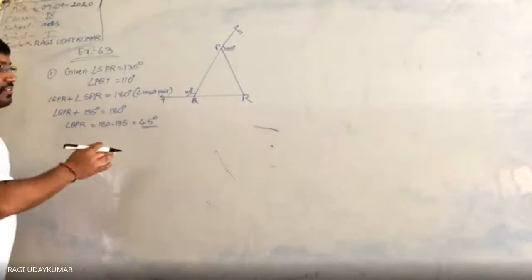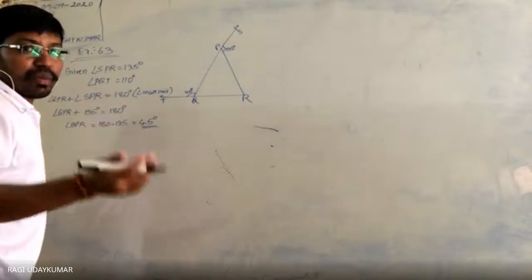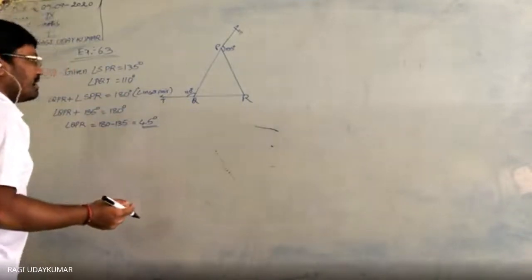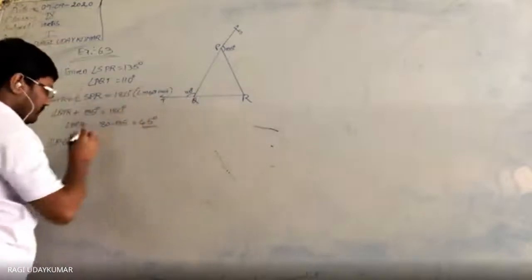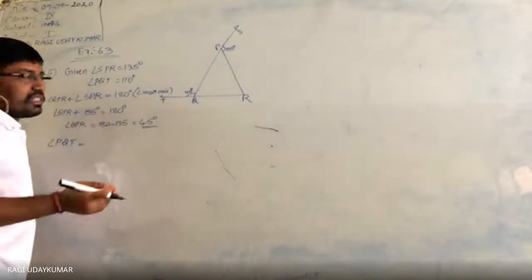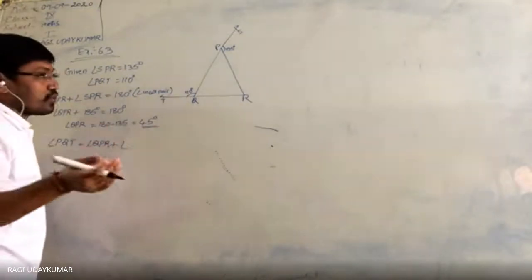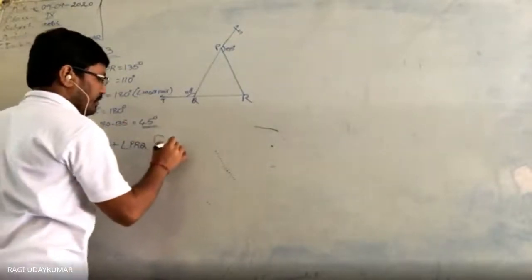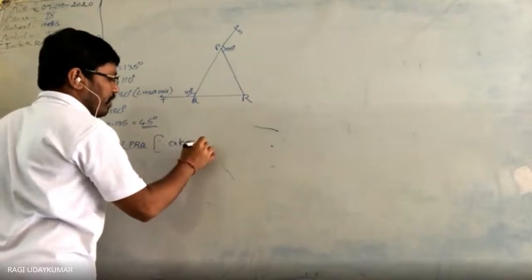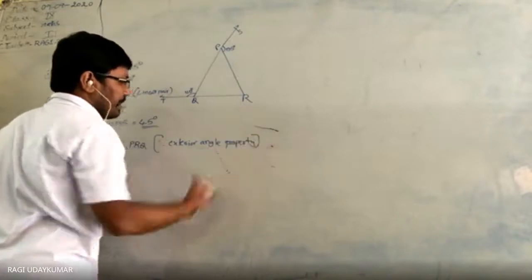So now this angle is an exterior angle, equal to the sum of the interior opposite angles. We can call that the exterior angle property. From that you can say that angle PQT, this is the exterior angle, is equal to the sum of the interior opposite angles, that is angle QPR plus angle PRQ, which we are asked to find.